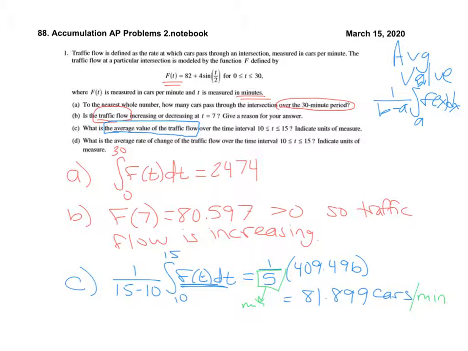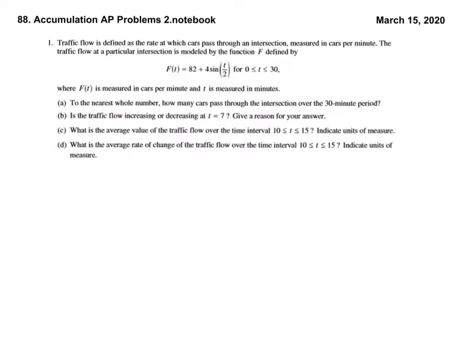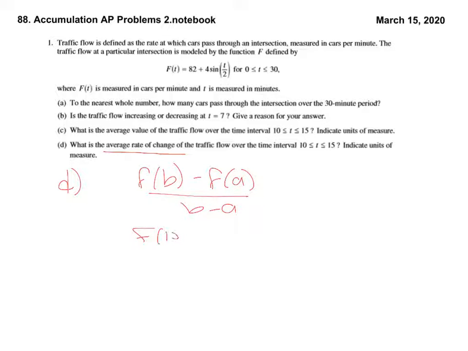So this is a good one, I kind of brought this up. I do see these every so often, where they're basically making sure that you know the difference between average rate of change and average value. So for average rate of change, that's f of b minus f of a over b minus a, right? So we're going to do f of 15 minus f of 10 over 15 minus 10. And I just used my calculator.